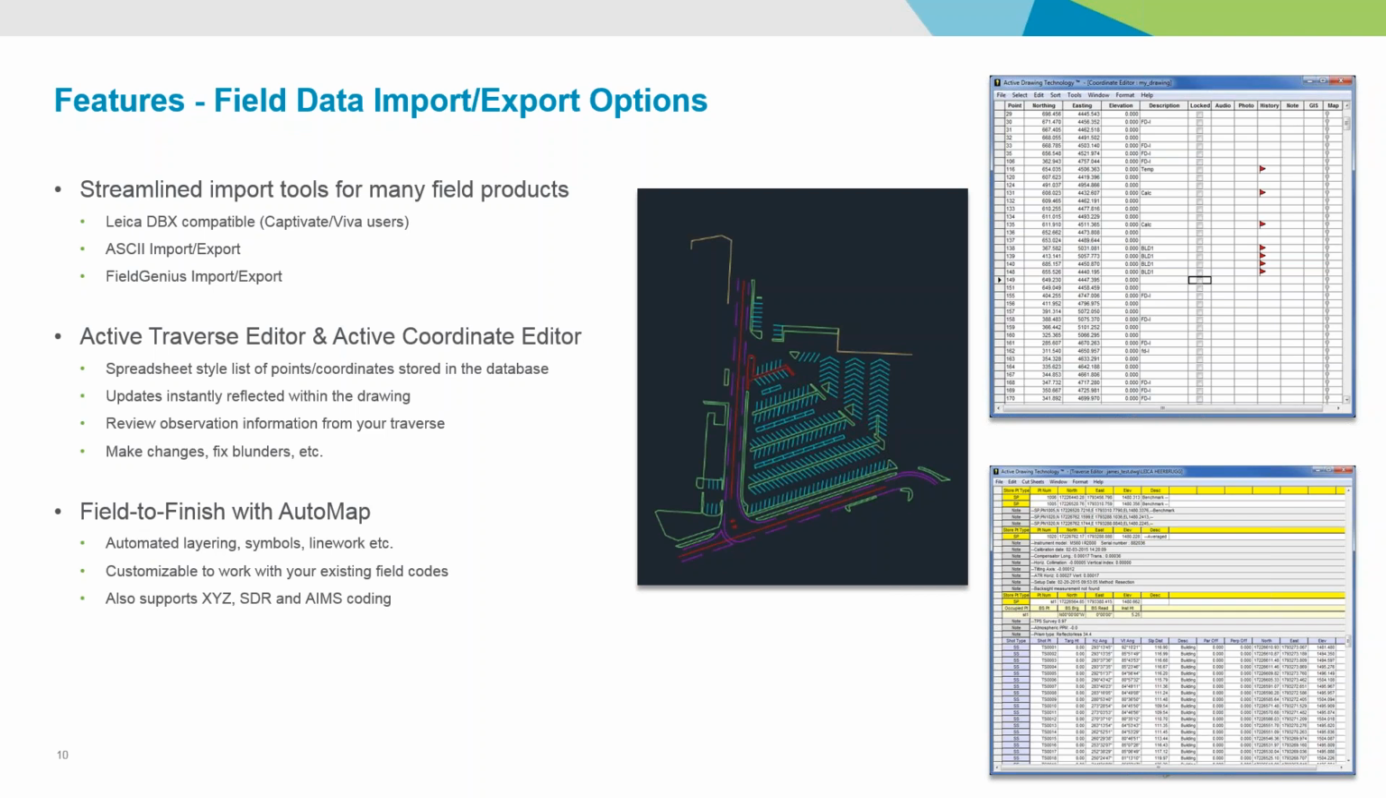I know when I was in the field, a lot of times there would be a lot of pushback when managers would try to get field crews that have been using one field system for many, many years to change their point descriptions and things like that, so that a field to finish option can work in the office. But in this case, you can fully customize the auto map to work with your own point descriptions and bring all your line work, your layering, coloring, line types, add symbols automatically. That's all done for you. And I should also note here that we also support XYZ coding, SDR, and AIMS coding as well.